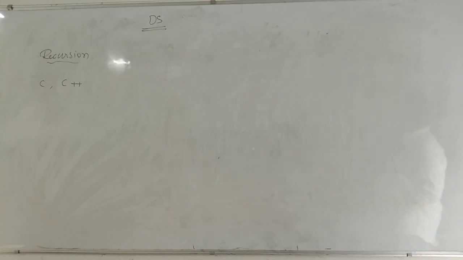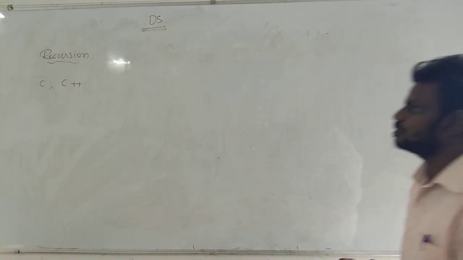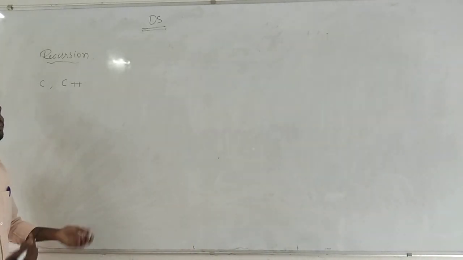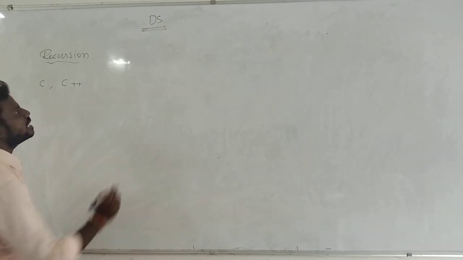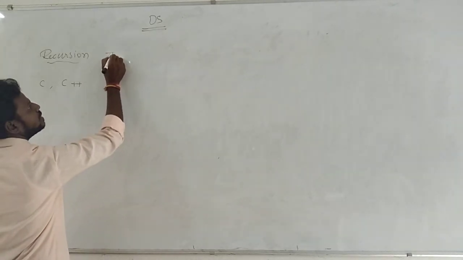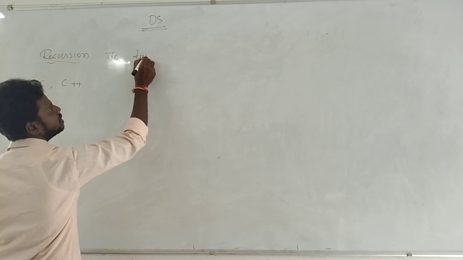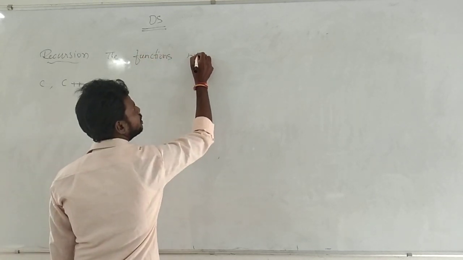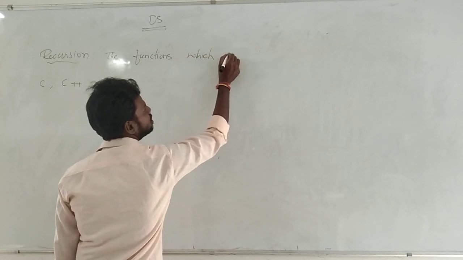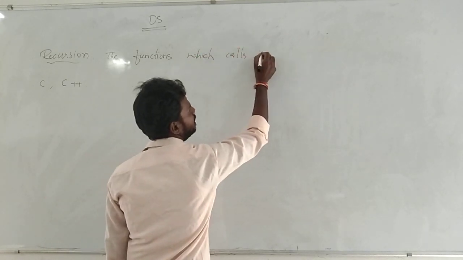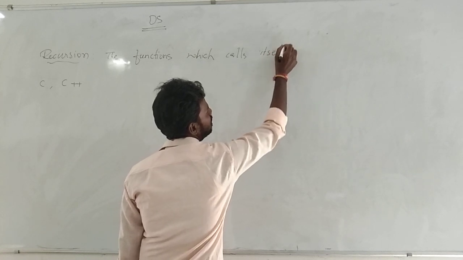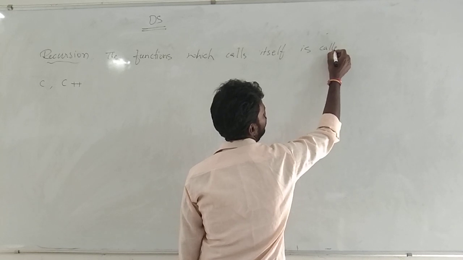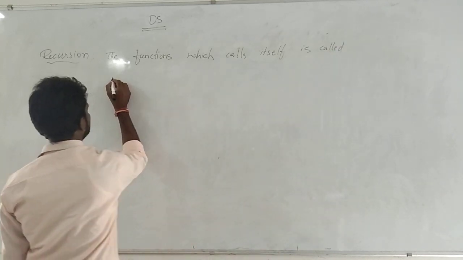What is a recursive function? The function which calls itself is called a recursive function. Say suppose any function is calling itself a number of times, then that function is called a recursive function. The function which calls itself is called a recursive function.